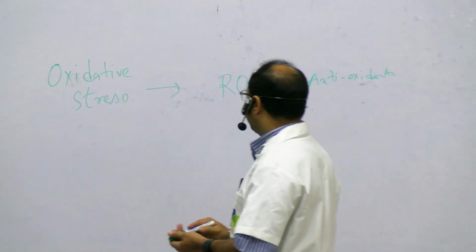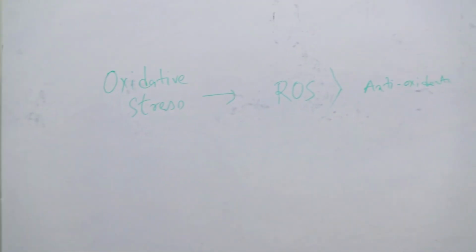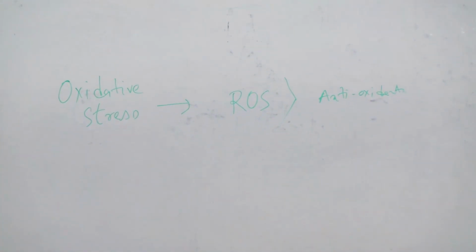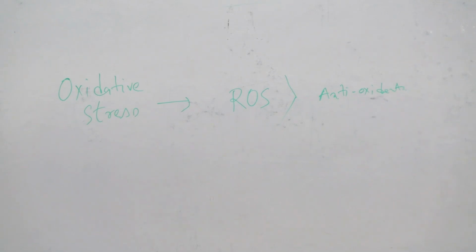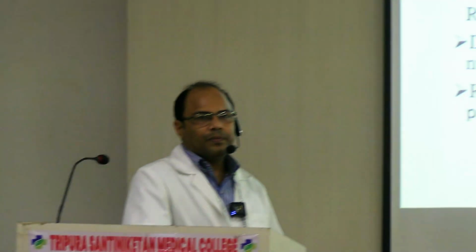Antioxidant. And oxidative stress causes several diseases, and even the process of aging starts with this process. Oxidative stress and reactive oxygen species cause the normal aging of a person.